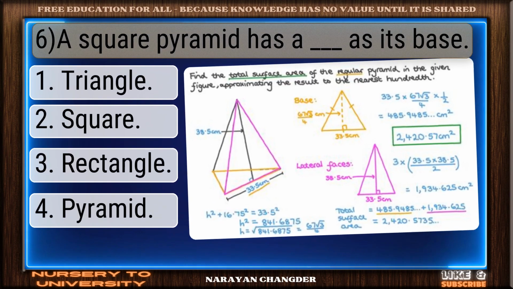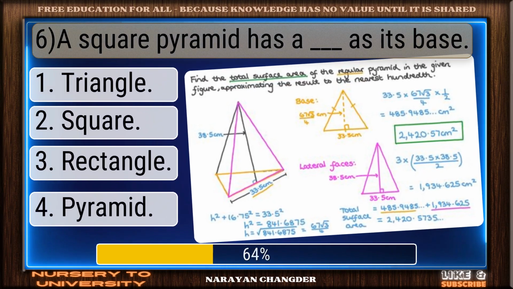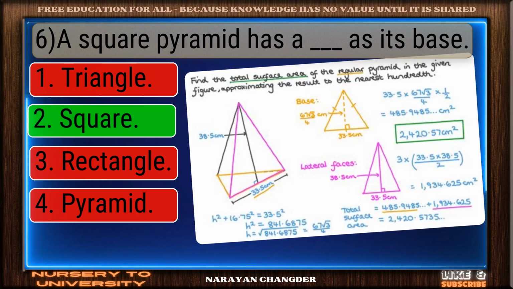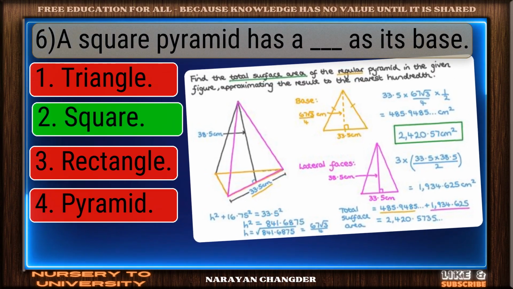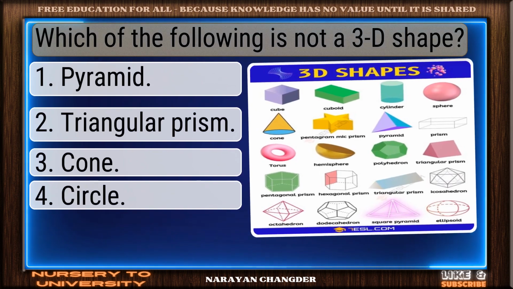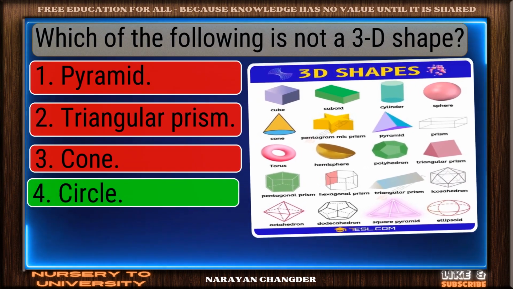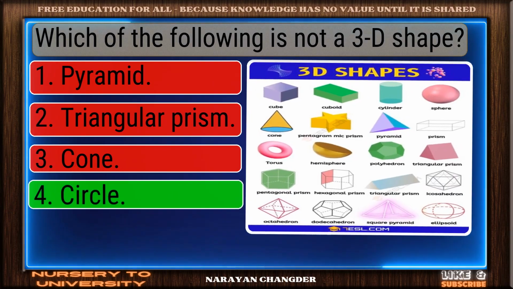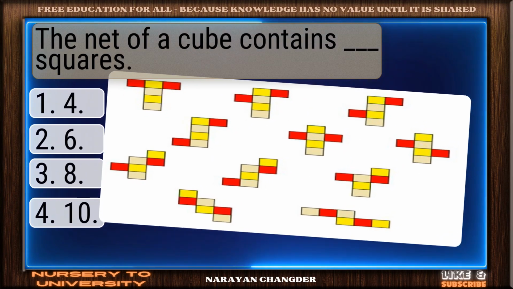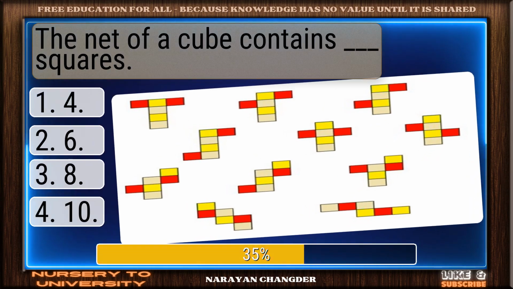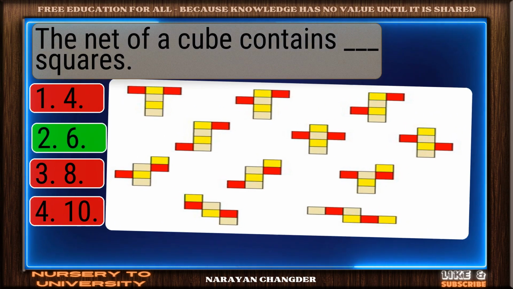6. A square pyramid has a dash as its base. Correct response. Square is the most accurate answer. Which of the following is not a 3D shape? Strong choice. Circle is the right answer. The net of a cube contains dash squares. Good job. Your answer 6 works well here.